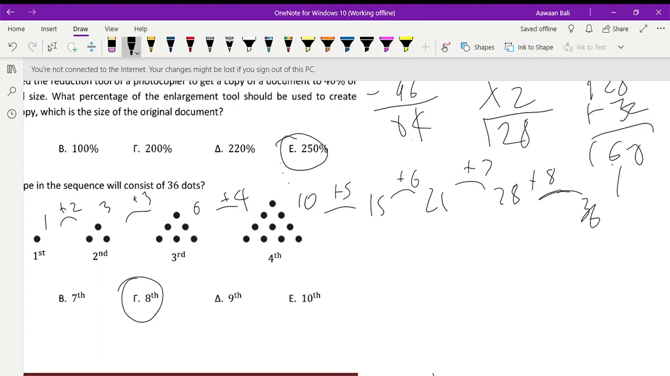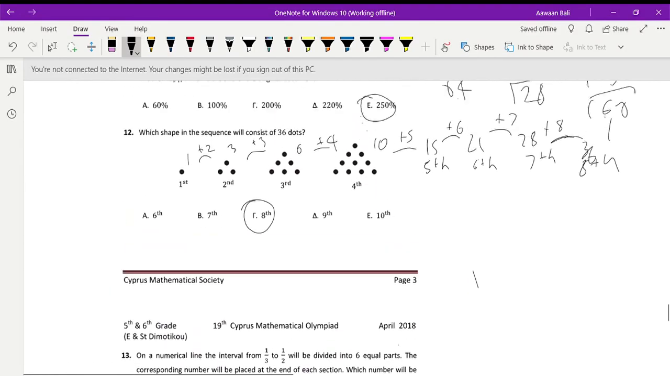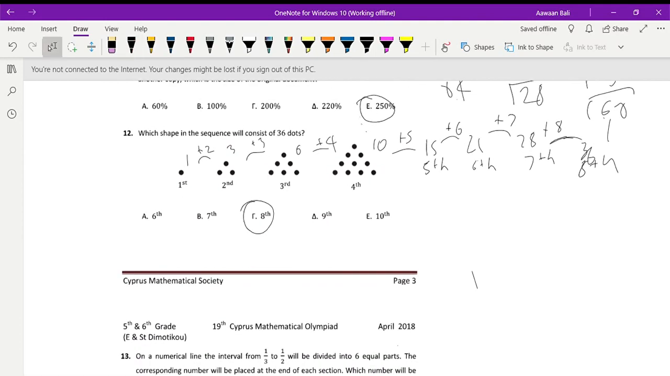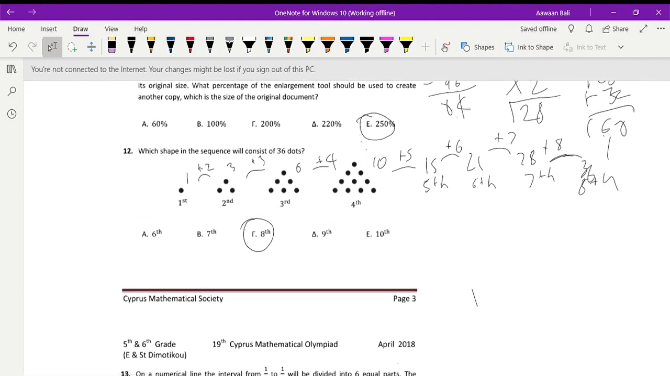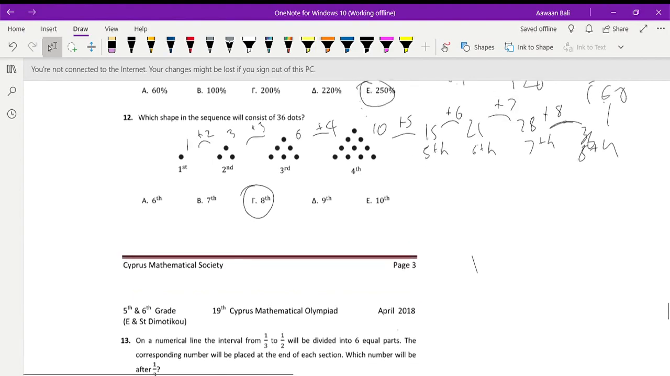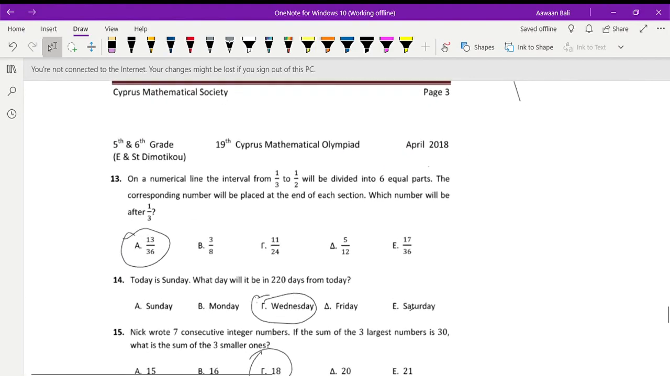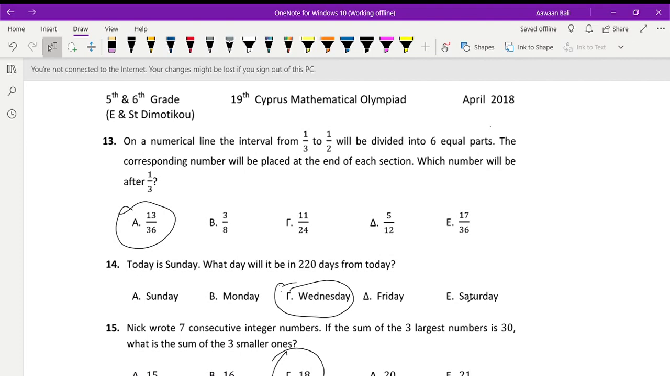And that's 5th, 6th, 7th, 8th. So therefore the answer is gamma, the 8th one. If you know the formula, you can message it down in the comment below, but here's the answer. If you can't find the formula, it's gamma, the 8th. And you can just do it directly by just adding the rest of the differences, or the spaces between them.